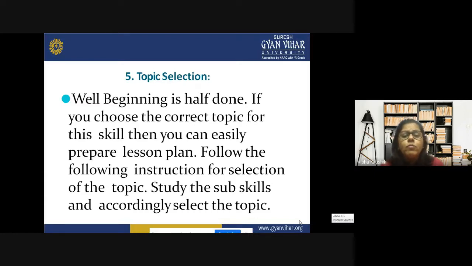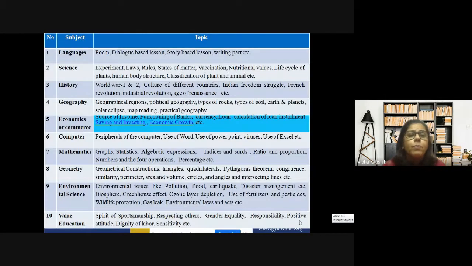Follow the following instructions for selecting the topic. Study the sub skills and accordingly select the topic. These are the sub skills, and accordingly, from those sub skills we have to select the topic which we are going to teach the students. Now, first language topic: poem, dialogue based lesson, story based lesson, writing parts, etc.